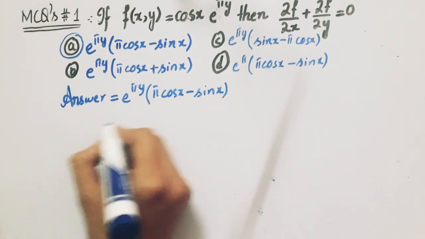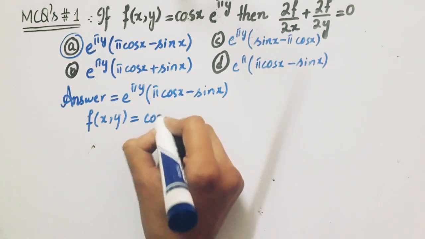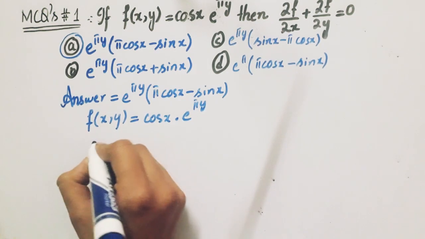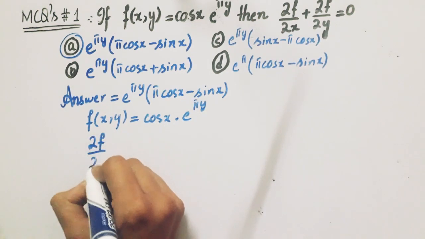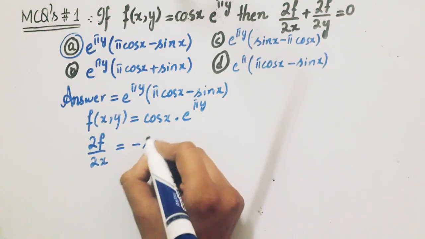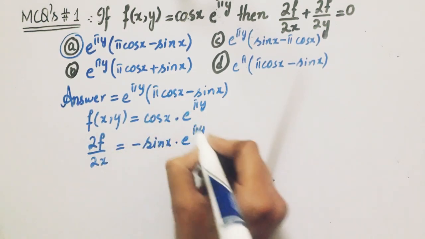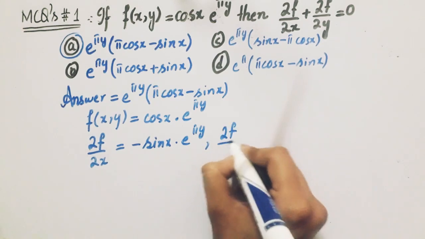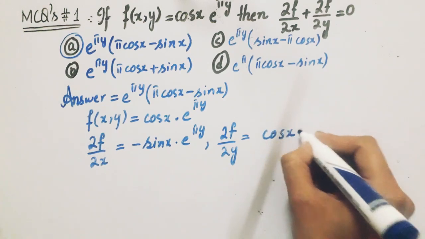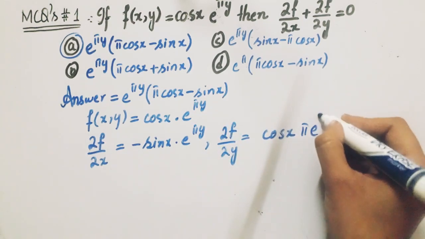Now what is the reason behind this? First of all we will take the function f of xy, which is equal to cos of x dot e raised to power pi y. Now we will differentiate this with respect to x. So partial f over partial x will be equal to minus sin of x and e raised to power pi y. Now we will differentiate this function with respect to y. So partial f over partial y will be equal to, cos of x is taken as constant, and pi will be taken as common, and e raised to power pi y.